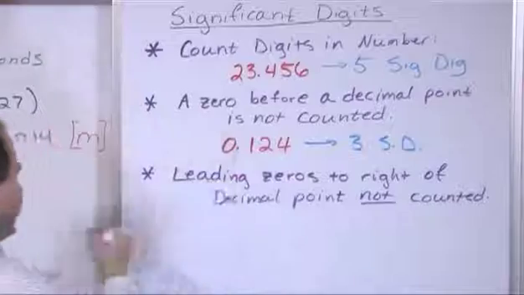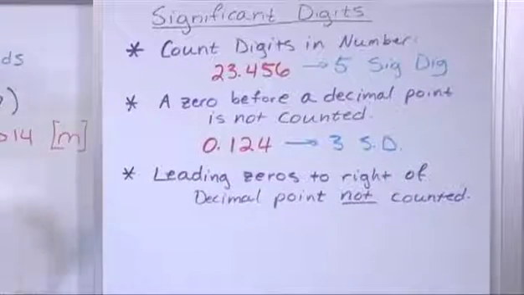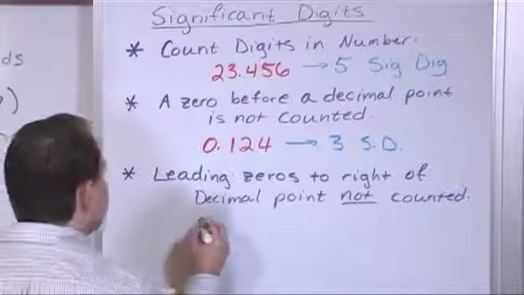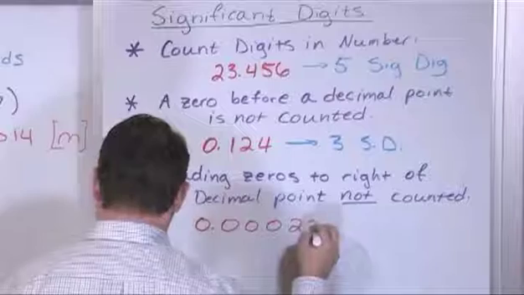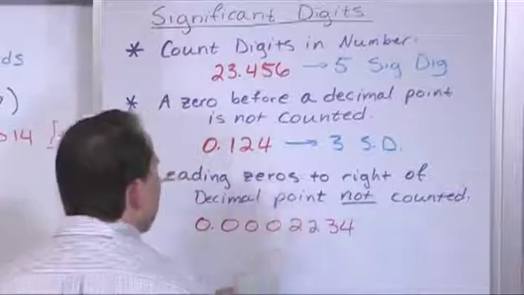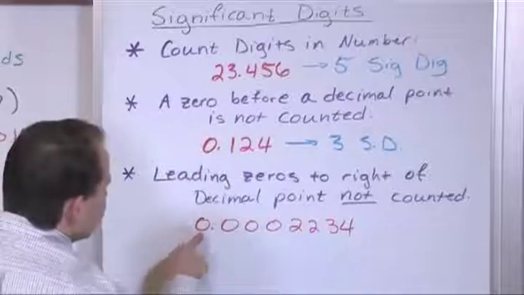And again, it's dealing with zeros. So I told you zeros are a little bit special. Let me give you an example of that. What if I have 0.0000223? How many significant digits is this guy? Well, you should know from this rule that this one doesn't count at all.